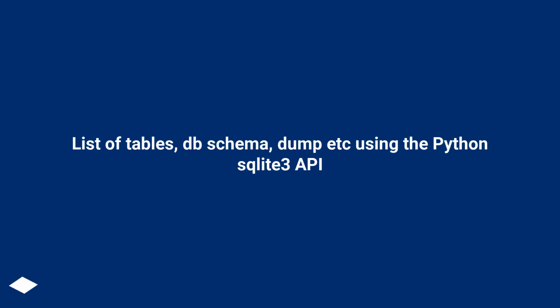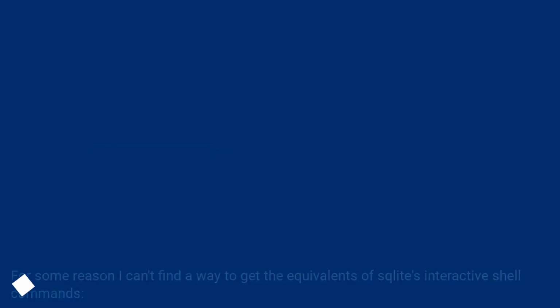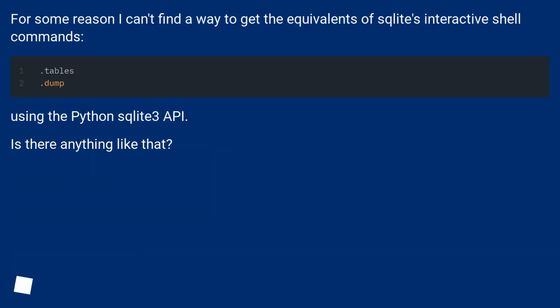List of tables, DB schema, dump, etc. using the Python sqlite3 API. For some reason I can't find a way to get the equivalent of SQLite's interactive shell commands using the Python sqlite3 API. Is there anything like that?